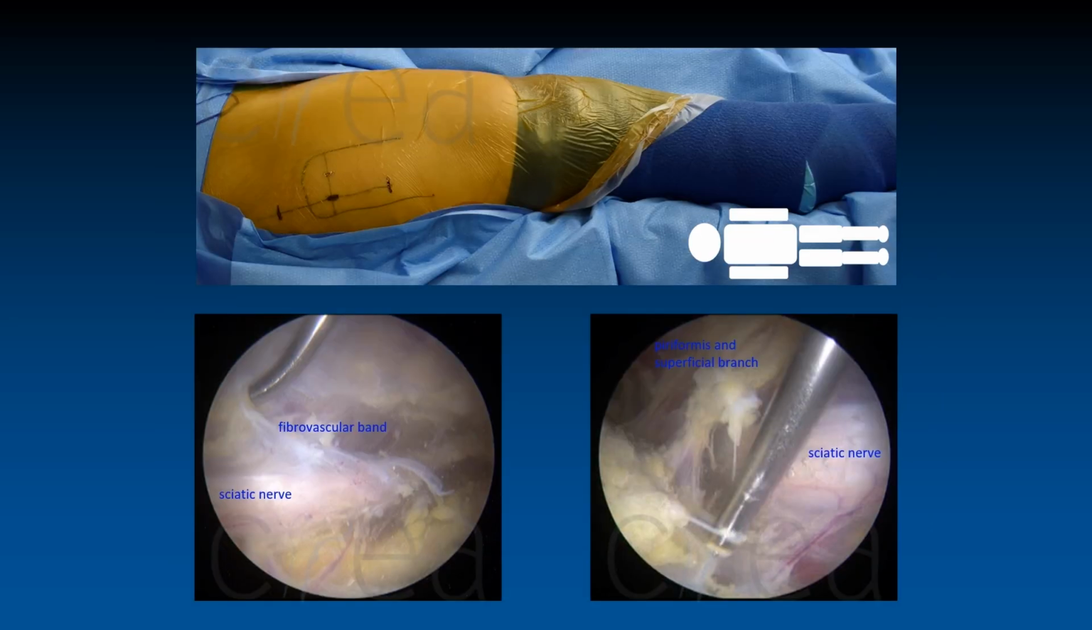We use two portals that allow access to the lateral space to address peritrochanteric pathology and the subgluteal space to release fibrovascular bands. We do not perform a piriformis stenotomy as we consider that the sciatic nerve entrapment is produced mainly by the fibrovascular bands, and this stenotomy puts the piriformis branch of the inferior gluteal artery at risk.